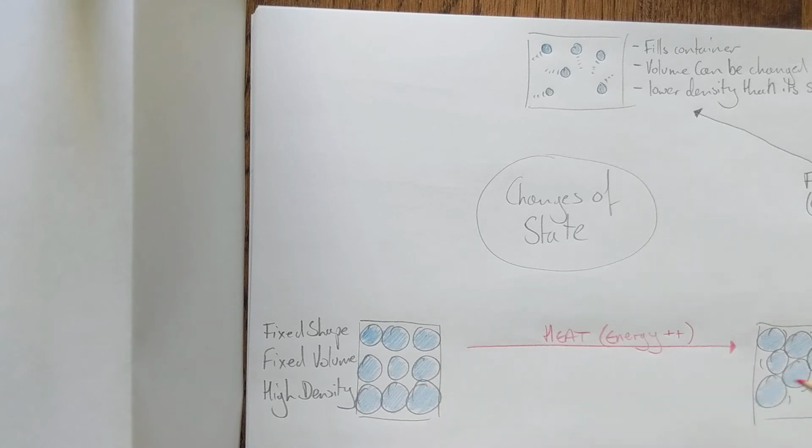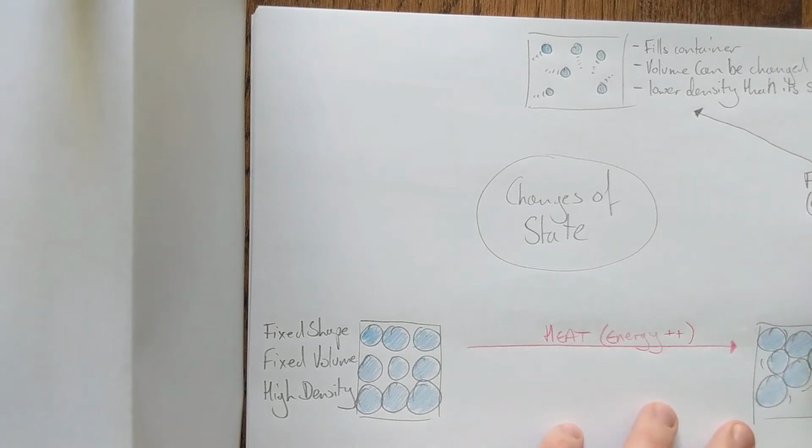So we've given these particles enough energy. They start to vibrate, they start to move, and eventually they'll have enough energy that they'll overcome the forces of attraction between the particles. They'll be able to move. There is still some attraction here though, so they don't just zoom off into the atmosphere or into the surroundings. They can move past each other.